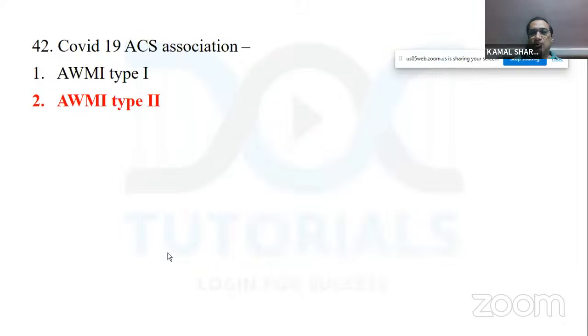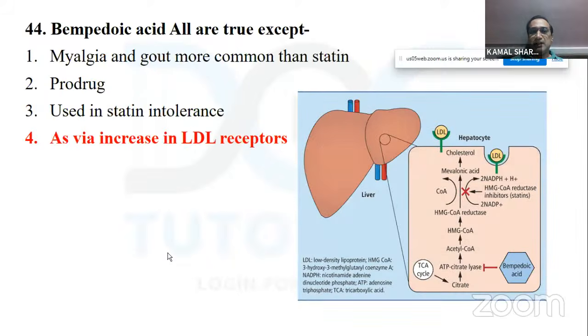COVID association, I don't know what the other options were, but yes, surely it causes type 2 MI. You've seen a lot of young patients who had COVID come with fever, have ST elevation, biomarkers elevated, you do an angiogram, and the coronary is normal. So type 2 MI was surely associated as an ACS presentation in COVID-19.